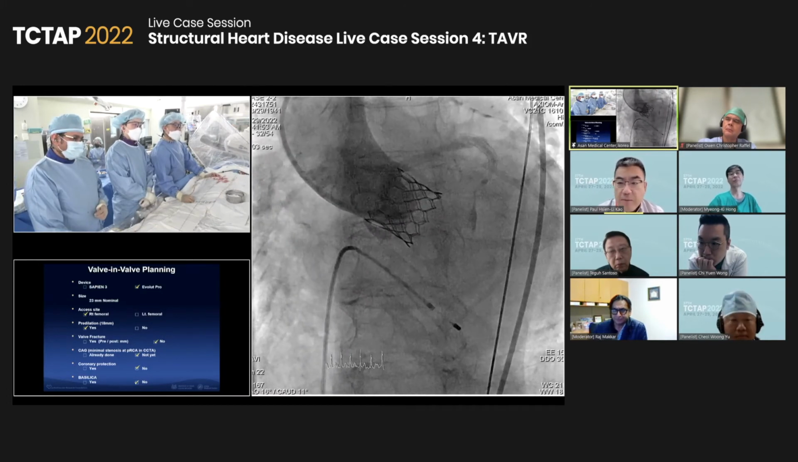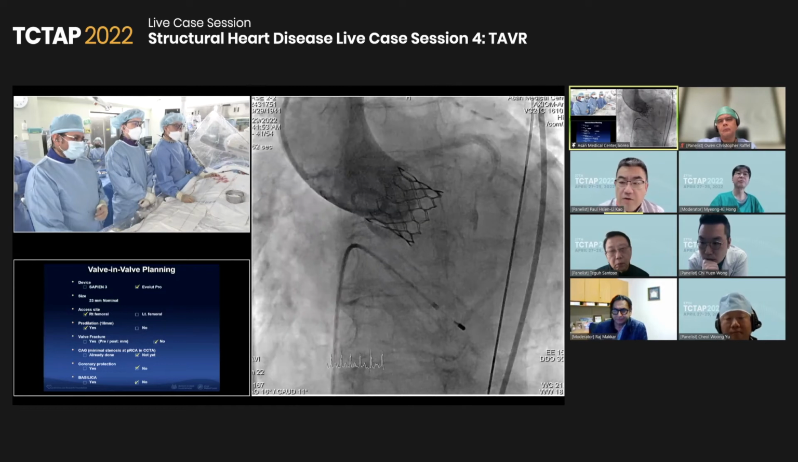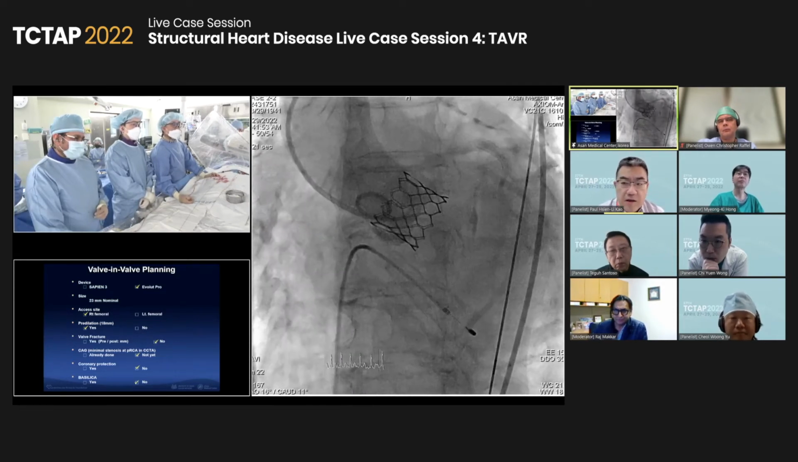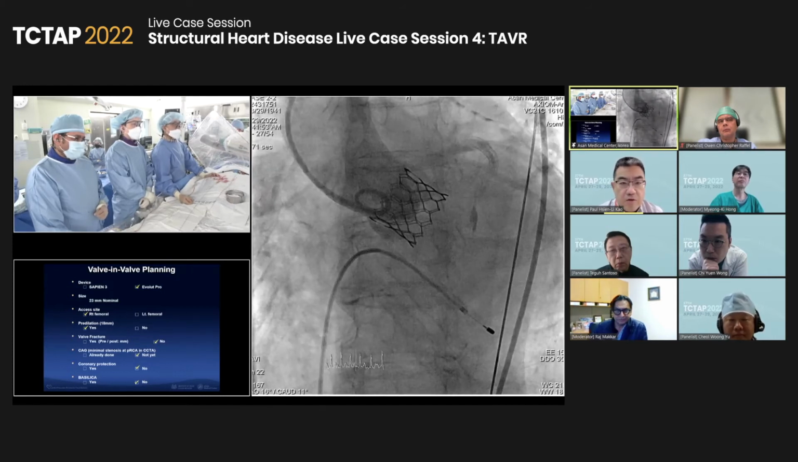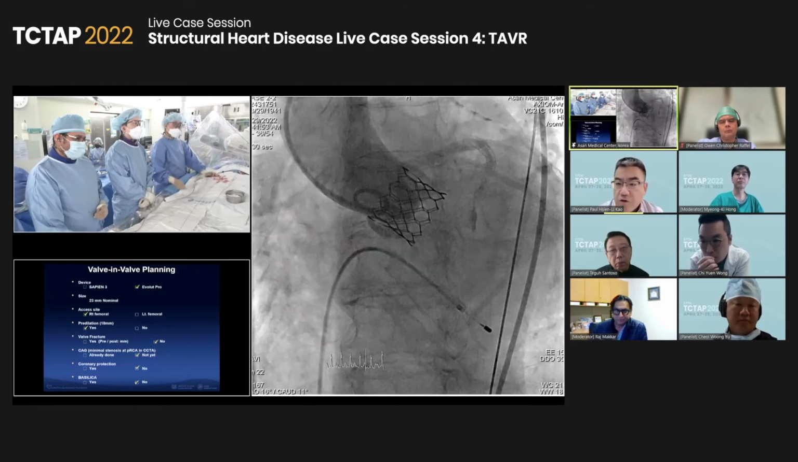That's my first comment. And secondly, this patient had a PCI history. So if you are going to implant a supra-annular device, maybe you want to check the coronary patency before you do so, because otherwise engagement would be a bit difficult in the future. Yeah, absolutely.